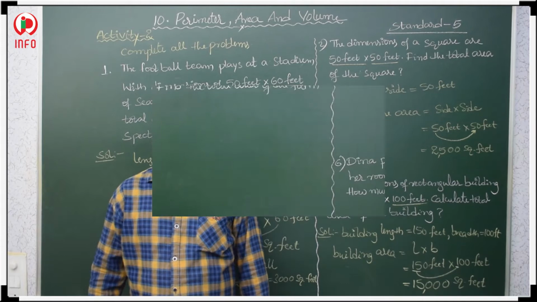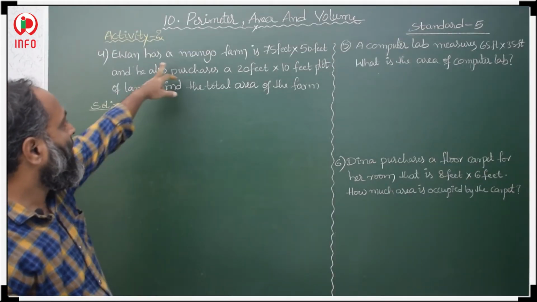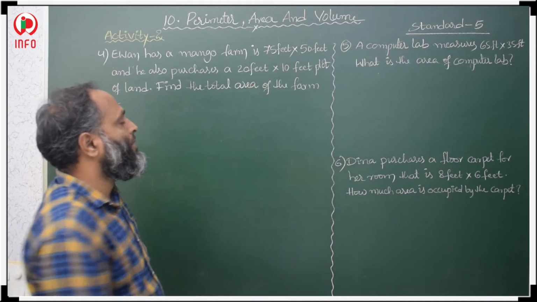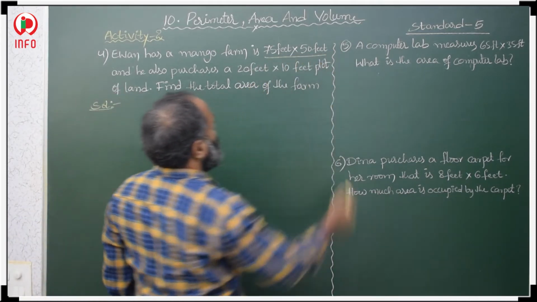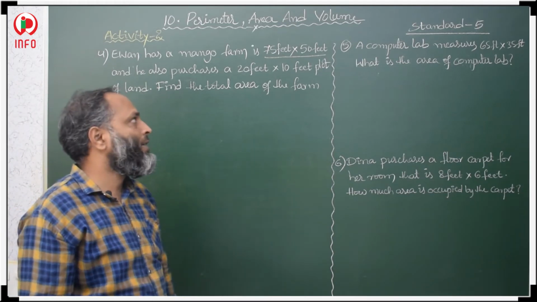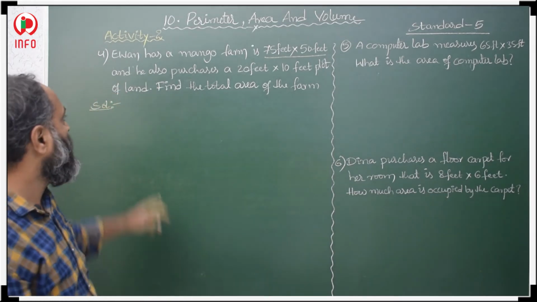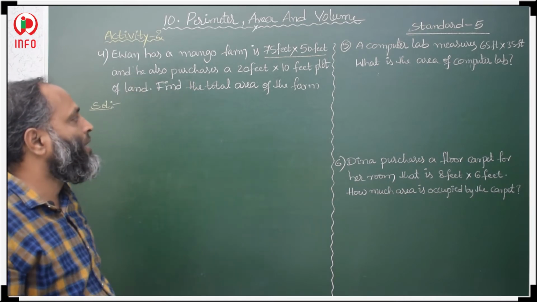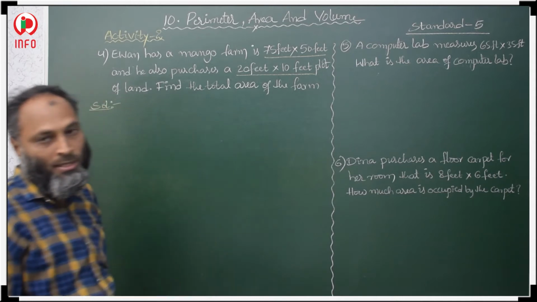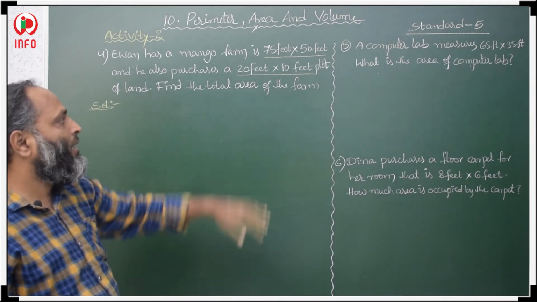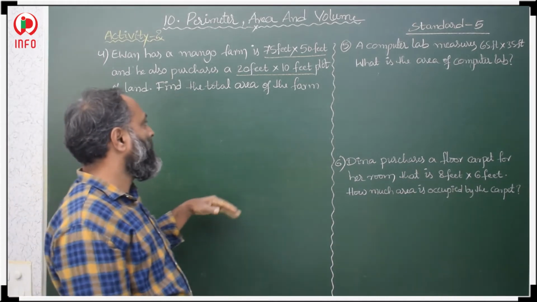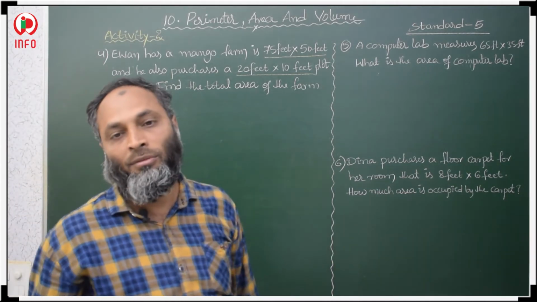Okay. Fourth question. He has a mango farm of 75 feet by 50 feet. So length and breadth is given. Length is 75 feet and breadth is 50 feet. And he also purchases a 20 feet by 10 feet plot. After purchasing, what is the total area of the farm?